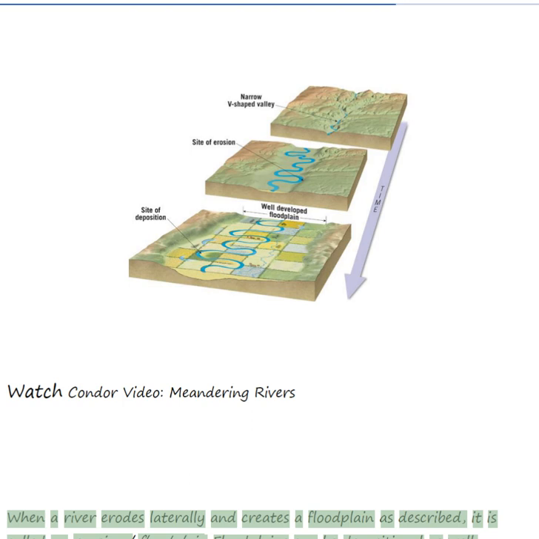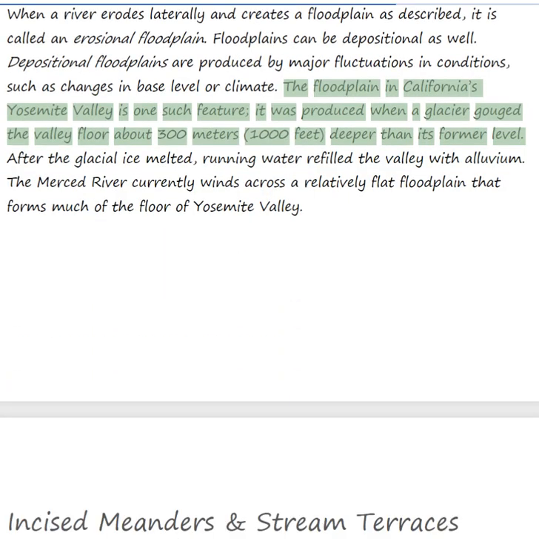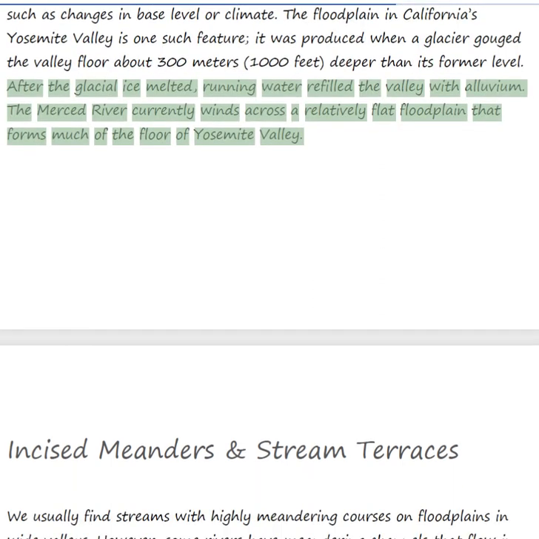Floodplains can be depositional as well. Depositional floodplains are produced by major fluctuations in conditions, such as changes in base level or climate. The floodplain in California's Yosemite Valley is one such feature. It was produced when a glacier gouged the valley floor about 300 meters deeper than its former level. After the glacial ice melted, running water refilled the valley with alluvium. The Merced River currently winds across a relatively flat floodplain that forms much of the floor of Yosemite Valley.